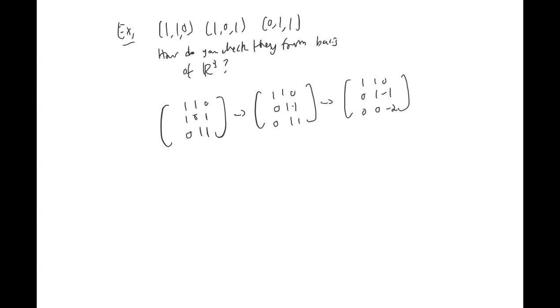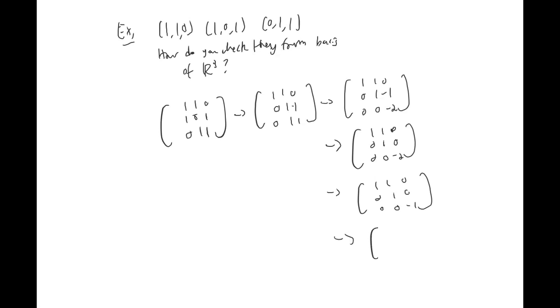And then from here, I can get rid of the -1 by multiplying by 2 and then subtracting it from the third row. So you get 0, 1, 0, -2. Hopefully you all know how to do this, right? So 0, 0, -1, and then subtract the second from the first to get 1, 0, 0, 0, 1, 0. Sorry, I divide by -2.